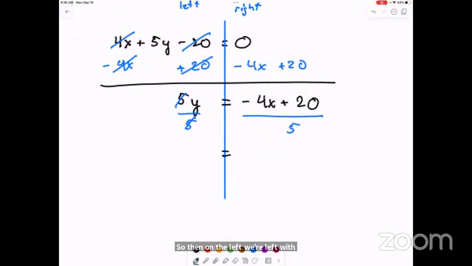Okay. Now, on the right, we're dividing by a monomial. We're dividing by one term. So we can essentially distribute the 1/5. We need to distribute that 5, right? So when we do this, that's going to give us negative 4 over 5 x plus 4, okay? So this should be our final result.